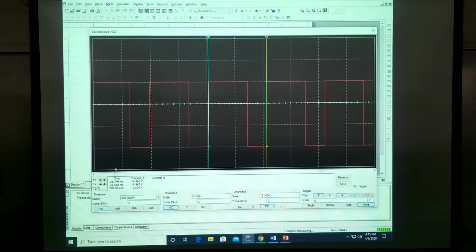Now to find our duty cycle measurement, remember we want to take our uptime, which is 139.322 microseconds, and divide it by our total wave time, which is 208.983 microseconds. That gives us a duty cycle of 67%.